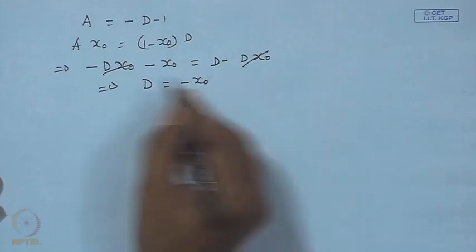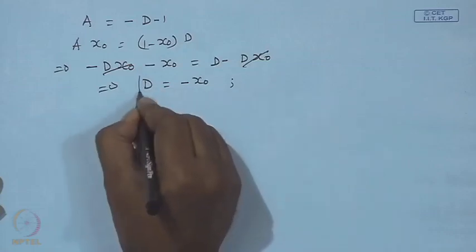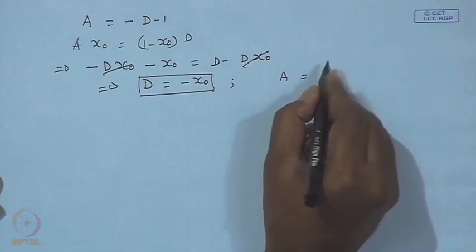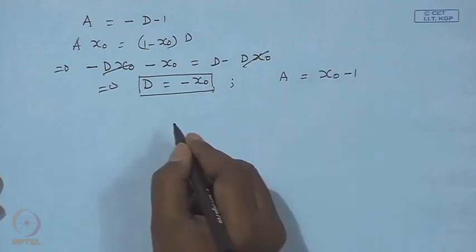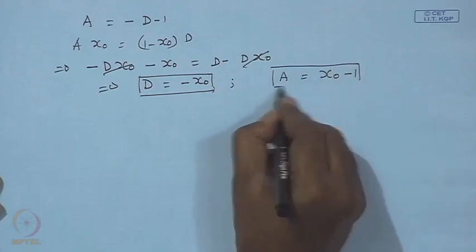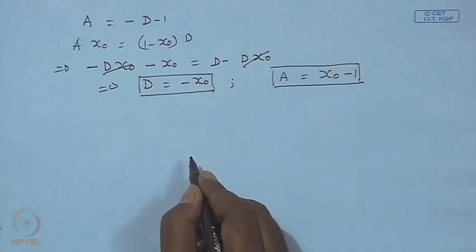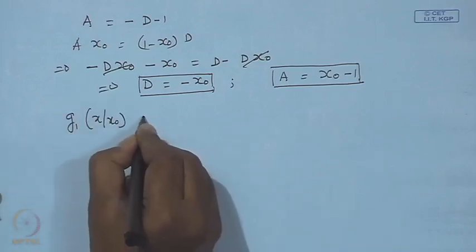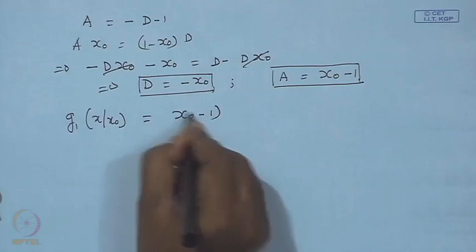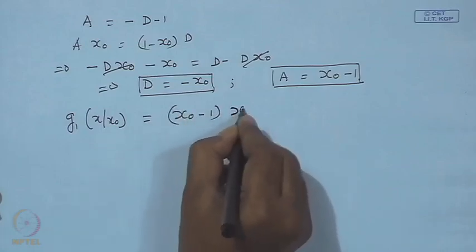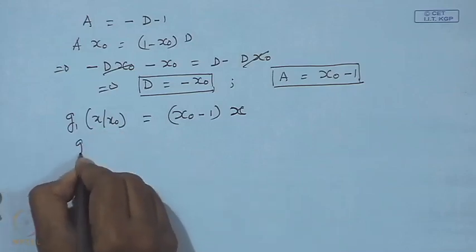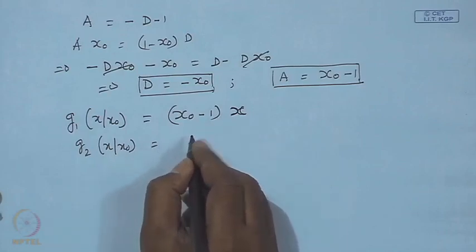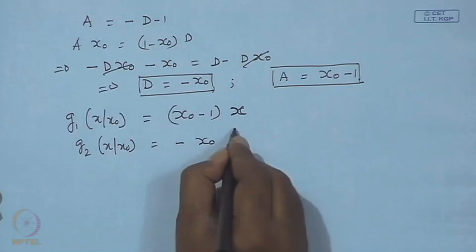So, that will be 1, and similarly one can get a is equal to minus d minus 1. So, minus minus plus x naught minus 1. So, therefore, this is the other constant a, and c and b we have already developed. So, therefore, g 1 for x less than x naught is equal to a x, so x naught minus 1 times x, and g 2 for x greater than x naught is equal to 1 minus x times d. So, d is minus x naught into 1 minus x.